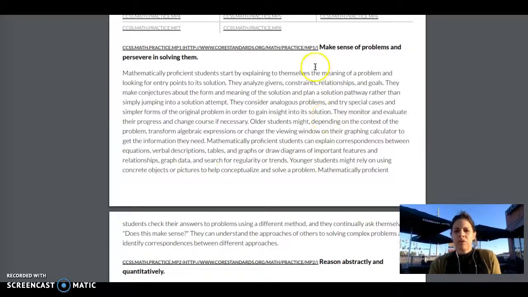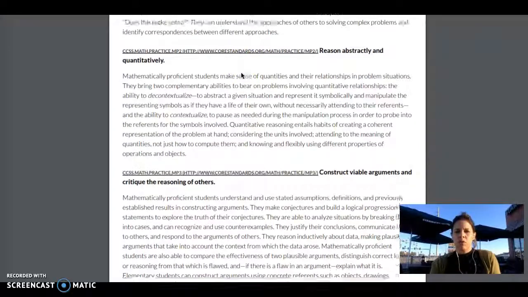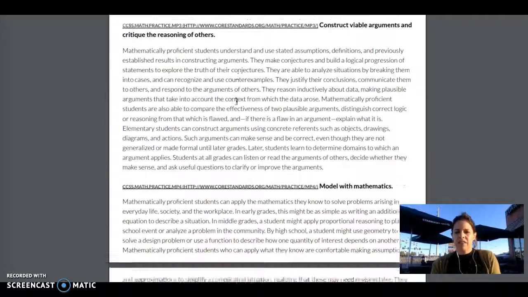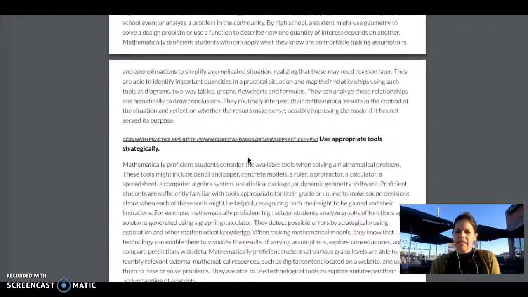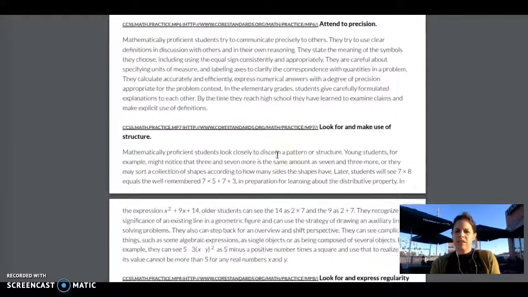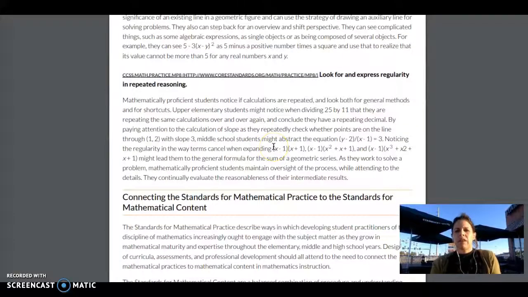So they should be able to make sense of problems and persevere in solving them, reason abstractly and quantitatively, construct viable arguments and critique the reasoning of others. That doesn't mean argue and get mad at each other and disagree. It means critique and have constructive conversations. Model with mathematics, use appropriate tools strategically, attend to precision, look for and make use of structure, look for and express regularity in repeated reasoning.